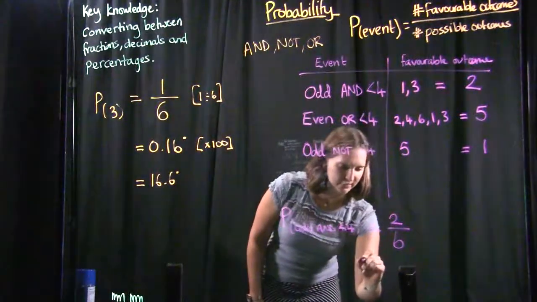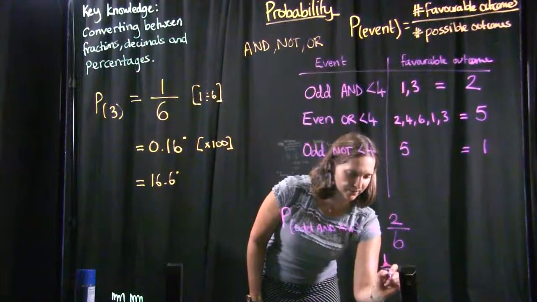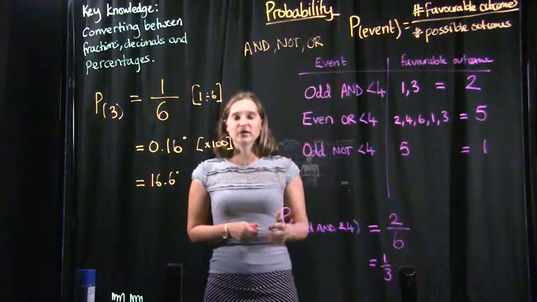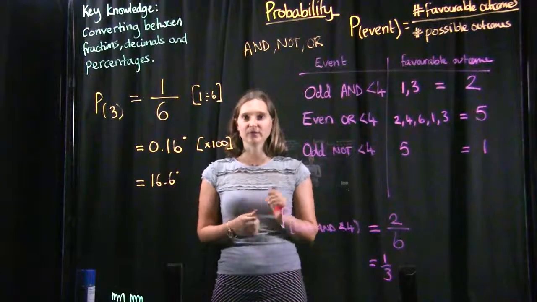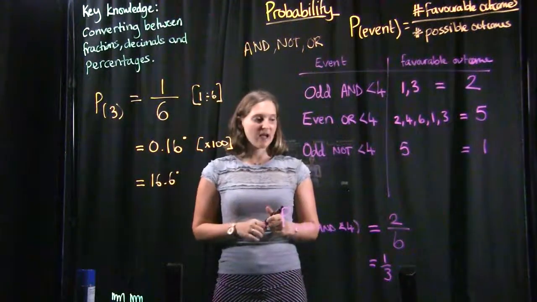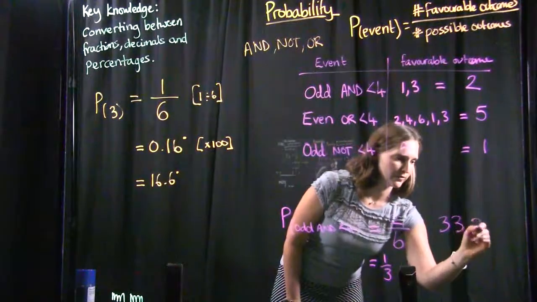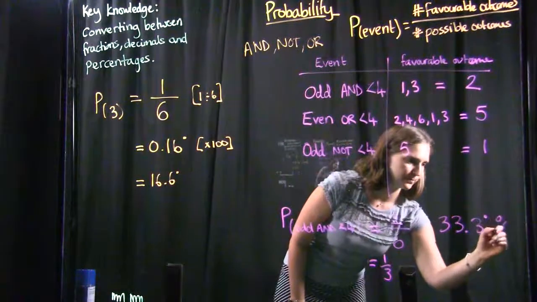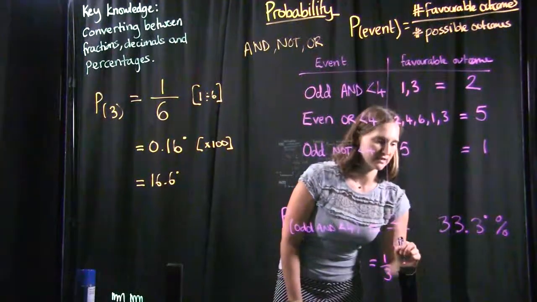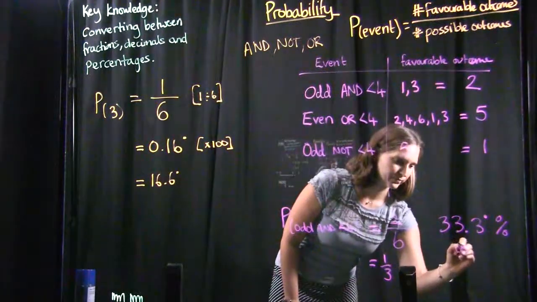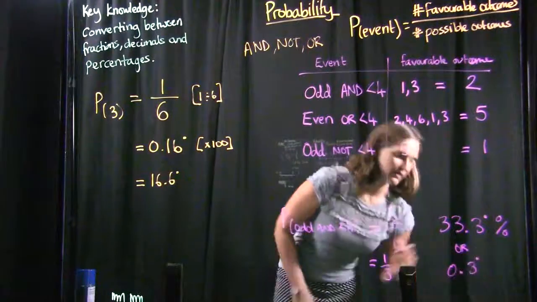So working that out then, we know that that can simplify down to 1 over 3. So you can leave that as a fraction unless the question tells you to put your answer as a percentage or a decimal. As a percentage, we have 33.3%. You can see I've got my dot there for the recurring symbol and our percentage sign, or we can have it as 0.3 recurring as a decimal.